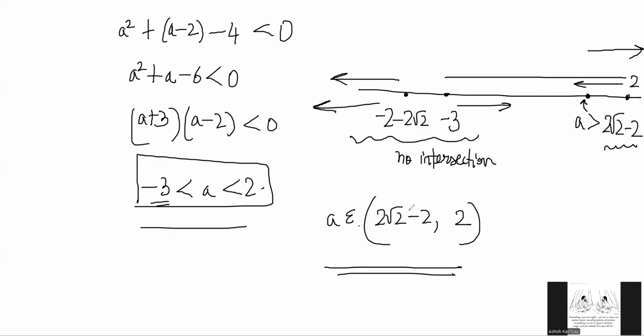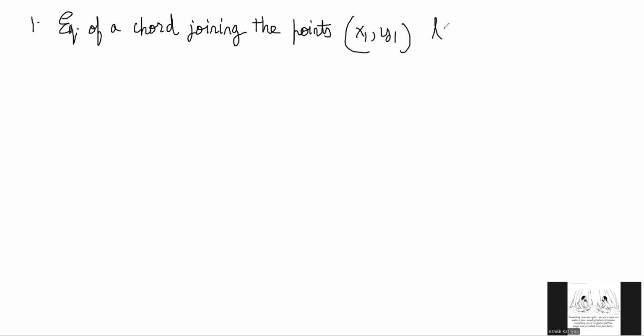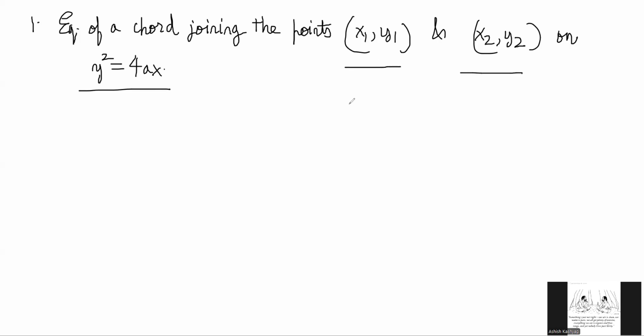So hopefully you have understood how we are applying these ideas in problems. Now, what I will do is start talking about some of the theory that we need to study. So the first thing is the equation of a chord joining the points (x1, y1) and (x2, y2) on the parabola y square is equal to 4ax. Right? So first of all, the equation of that straight line is very obvious.